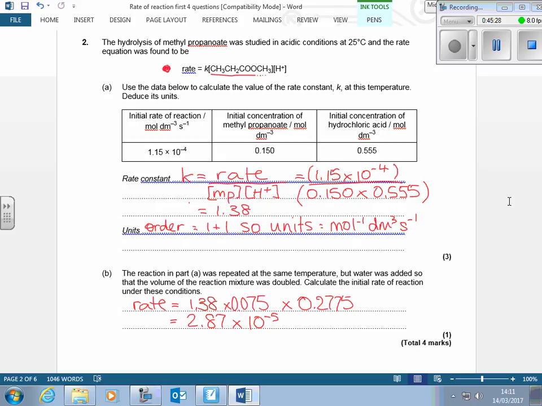Right, I've looked at this wrong. I've missed a times 10 to the -3 out. Whoops. Okay, so that would work now, wouldn't it? Why did I miss that out? Well, I'm sure we said it as we were doing. That sounds right now. So that is 1.38 times 10 to the -3, times half of that, which was 0.075, times 0.2775. That should now be right. Okay, sorry about that.